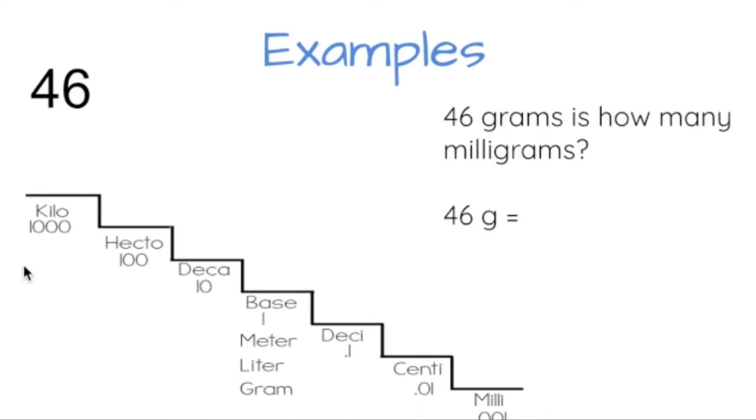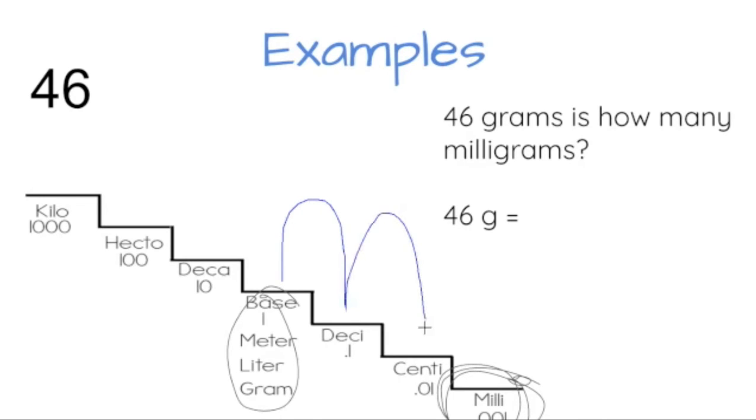Let's try another example. This time we're given 46 grams, and it's asking us how many milligrams that is. So we're given grams, which is a base unit, so we're going to start right here at our base. Oops, let's try that again. There we go. And we are moving to milligrams, which is down here. So we're moving down again. So we can already predict in our minds that our unit of measurement is going to get smaller, so our number will get larger. And now we're ready to bounce.